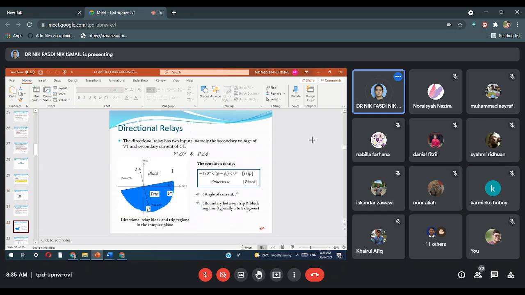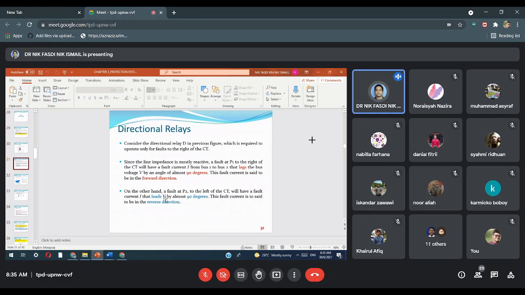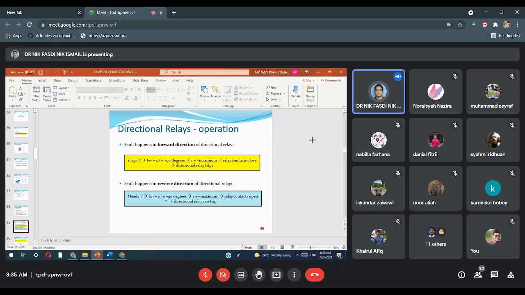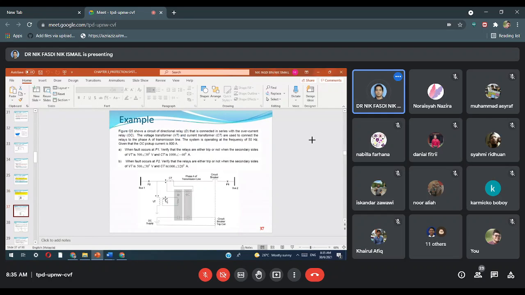Simple. So you tengok kat sini lah. Okay. So this is the trip region, means it shows that it operates the relay only in one direction. Okay. So kat sini juga ada calculating for the torque. Torque ni sebenarnya konsep dia macam ni lah. Dia nak turn on the contact of directional relay tu, kita kena calculate the torque. Kemudian kat sini pun ada example question.